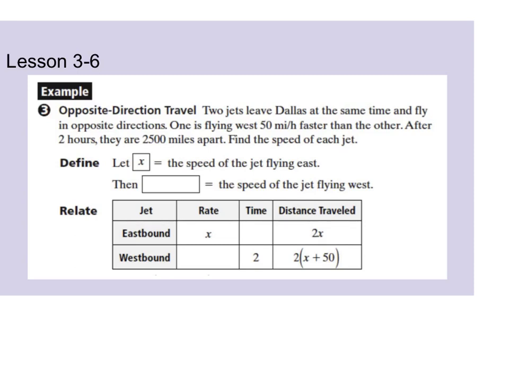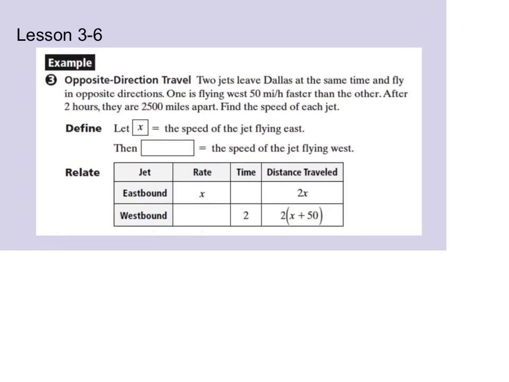So we're going to let x be the speed of the jet that's flying east, okay? Now remember, the jet that's flying west is going 50 miles per hour faster. So if we take the eastbound jet and add 50 miles per hour to its speed, we can get the speed of the westbound jet. So we're going to use that expression as x plus 50.